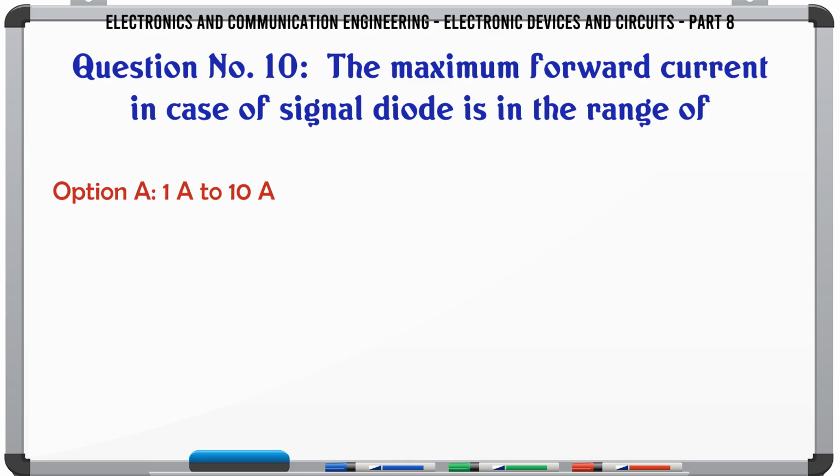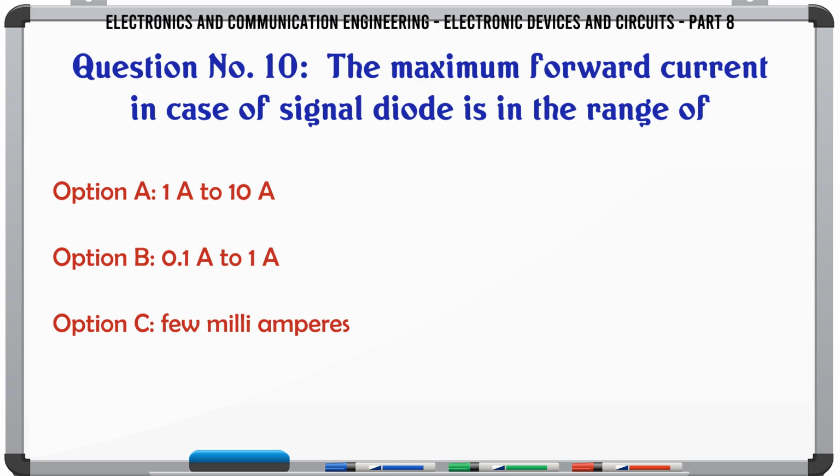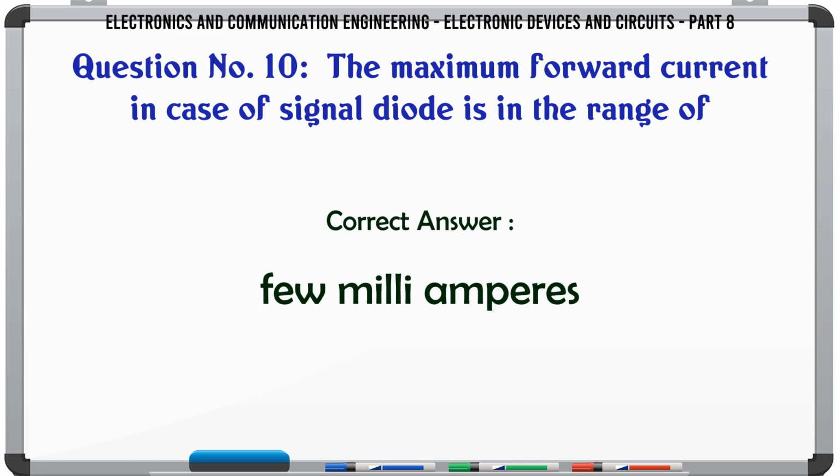The maximum forward current in case of signal diode is in the range of A. 1A to 10A. B. 0.1A to 1A. C. Few milliamperes. D. Few nanoamperes. The correct answer is few milliamperes.